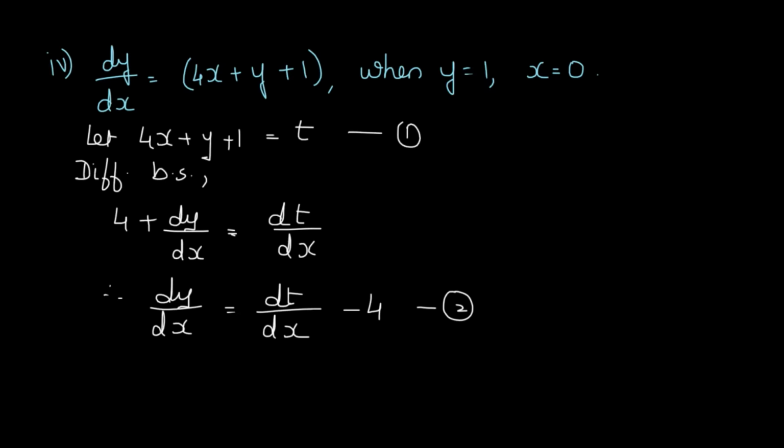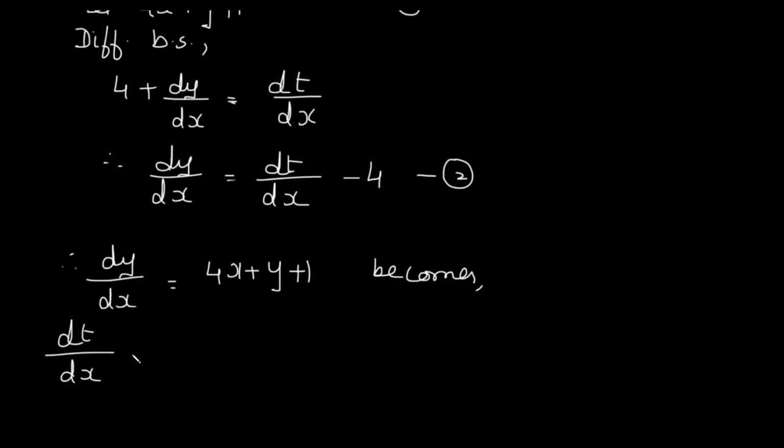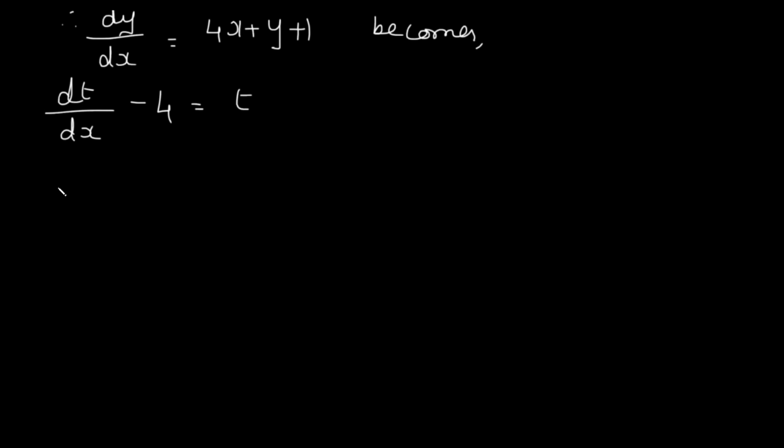So the question becomes, see, the question was actually dy by dx is equal to 4x plus y plus 1. Instead of dy by dx, we can write dt upon dx minus 4. So dt upon dx minus 4 is equal to, on the RHS, we have taken 4x plus y plus 1 as t. Now we can take 4 to the RHS, and therefore we are going to get dt upon dx is equal to t plus 4.